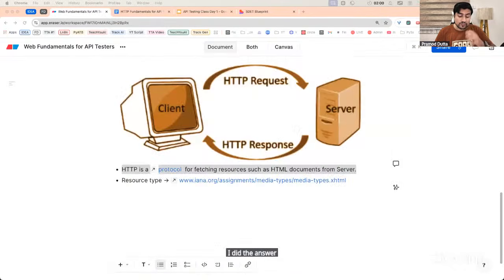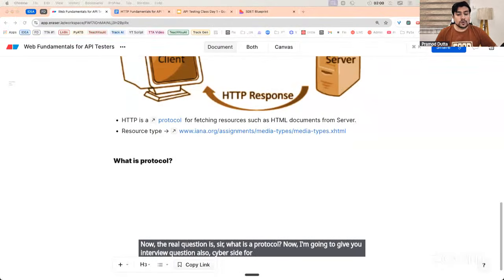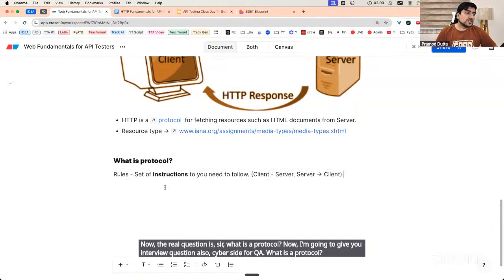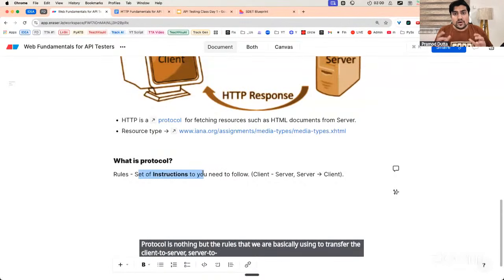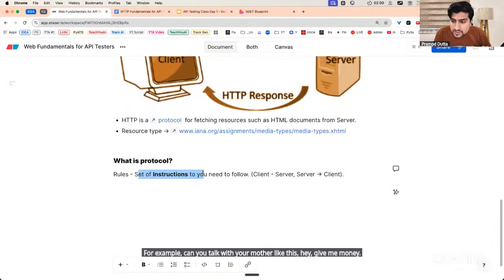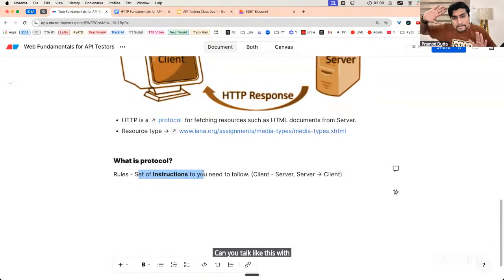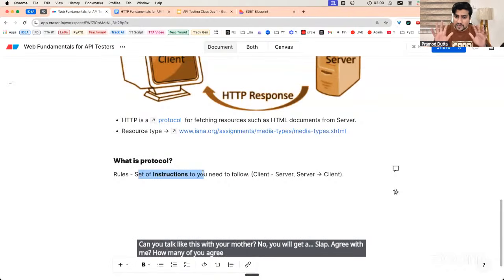Now, the real question is, sir, what is a protocol? I'm going to give you an interview question also side by side for QA. What is a protocol? Protocol is nothing but the rules that we use to transfer from client to server and server to client. You cannot transfer without the rules. For example, can you talk with your mother like this? Hey, give me money. Can you talk like this with your mother? No, you will get a slap. Agree with me? How many of you agree with me? Give me yes in the chat.